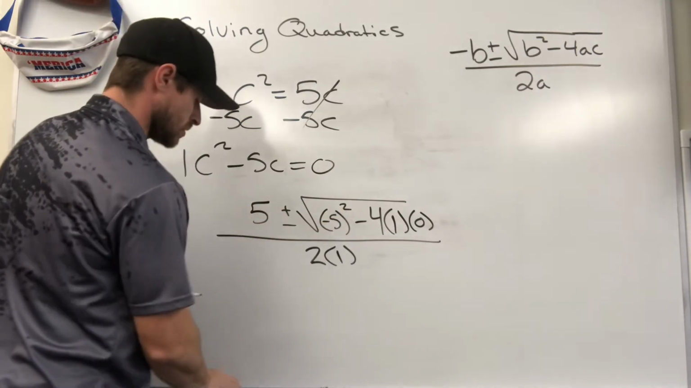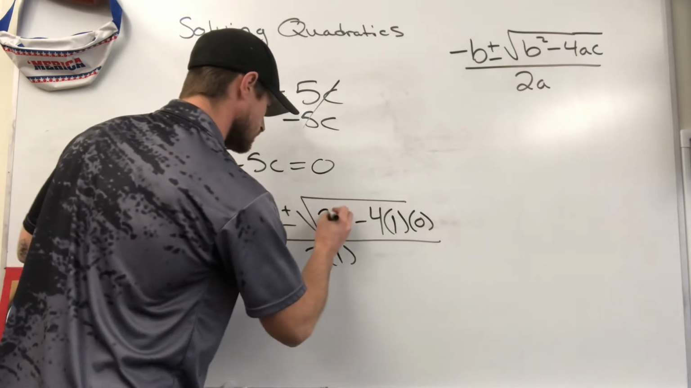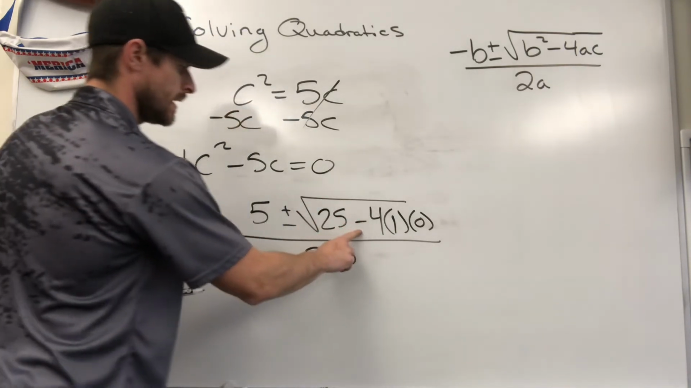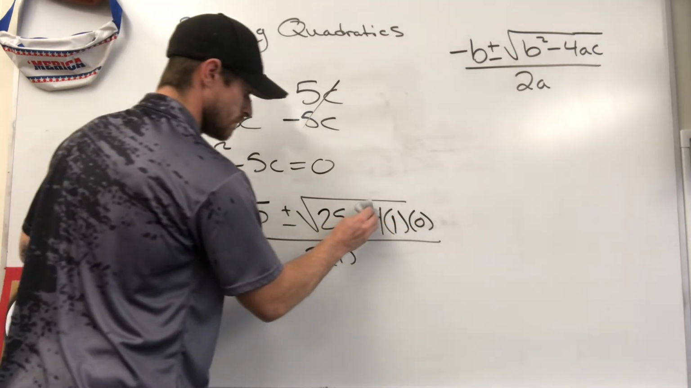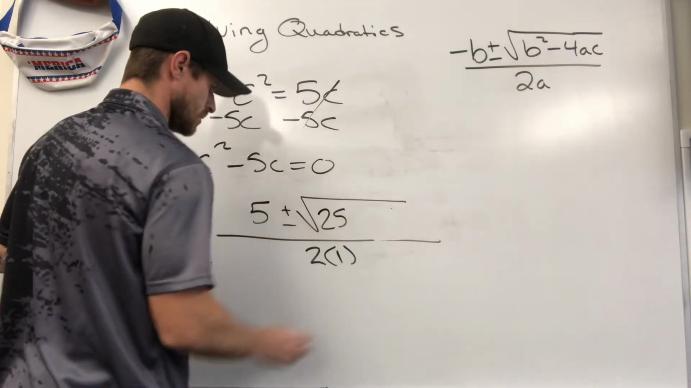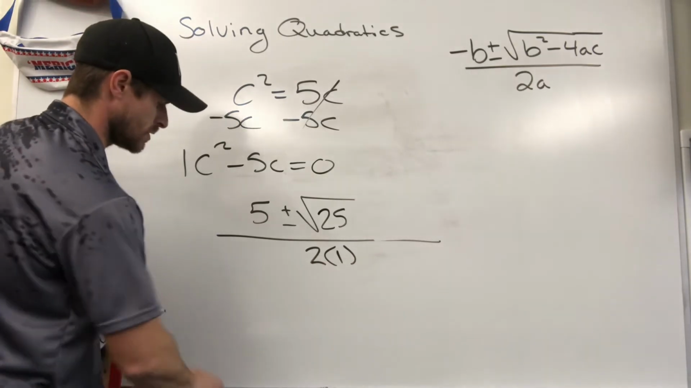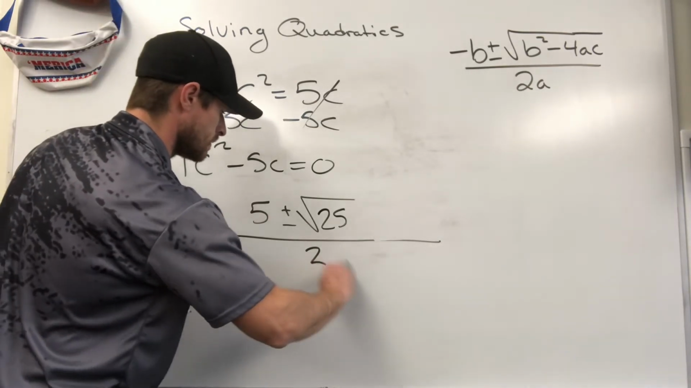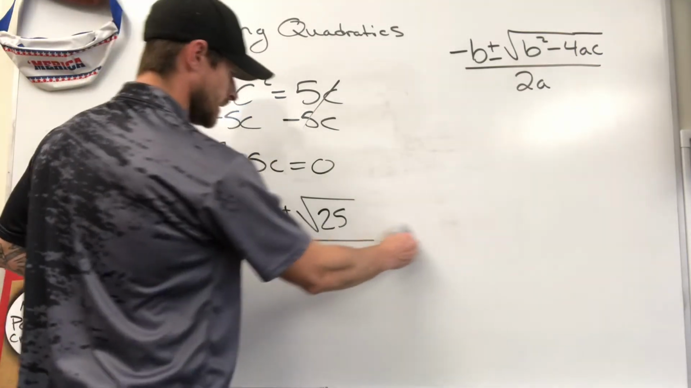-5 squared makes 25. -4 times 1 times 0 would make a 0. So minus 0, no need to write that. We're just taking the square root of 25, over 2 times 1, which would just make a 2. This is what I end up getting. Clean it up a little bit.